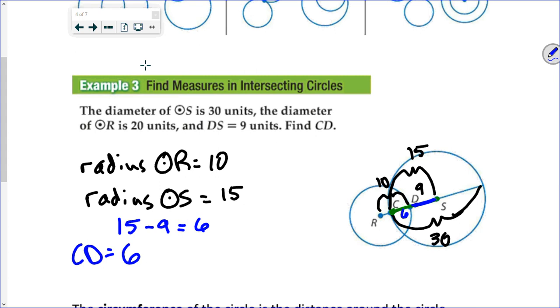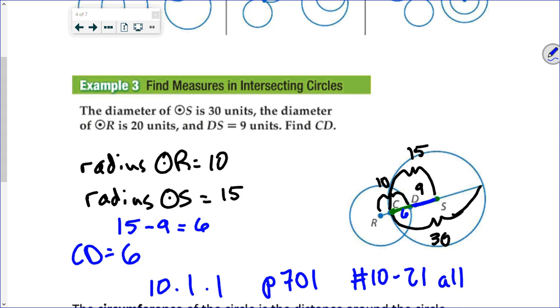We'll stop at this point, and I'm going to have you guys do some homework here. Let's go as 10.1, part 1, and we'll do page 701, 10 through 21, all of them. Okay, so that'll be a good stopping point for today.